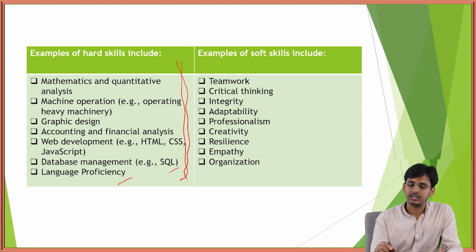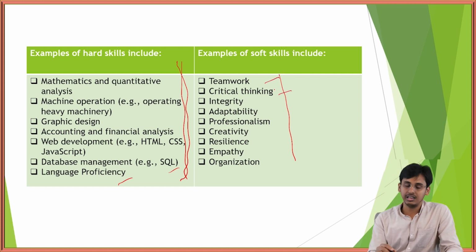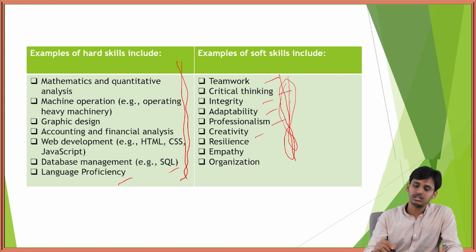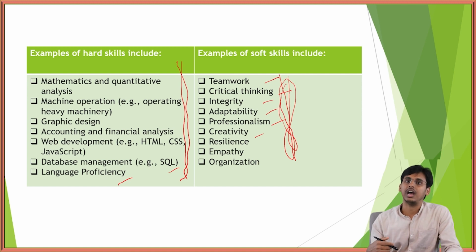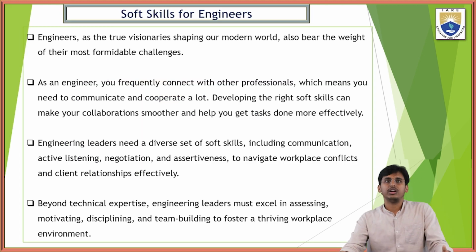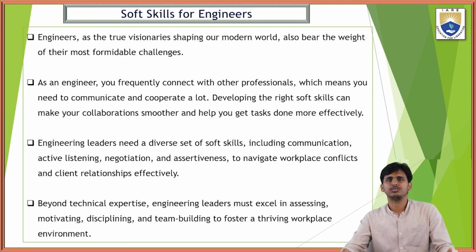But if you analyze the examples of soft skills, they include teamwork, critical thinking, integrity, adaptability, professionalism, creativity, resilience, empathy, organization. So all these soft skills are related to personality traits and behavior a person holds while he or she is doing any task. Till this point we have understood the significance and the meaning of soft skills.